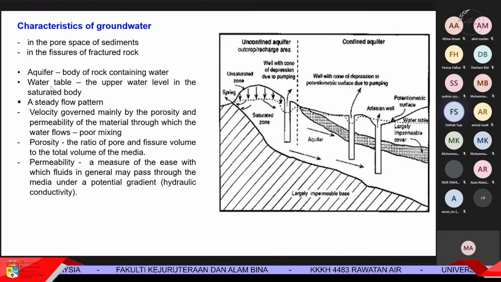Okay, I think most of you are already familiar with all these terms actually, because you have taken a water supply course.